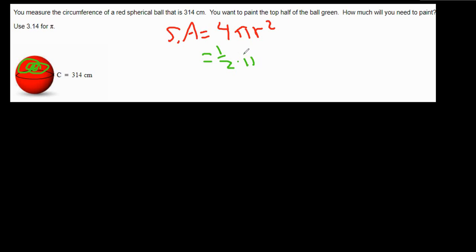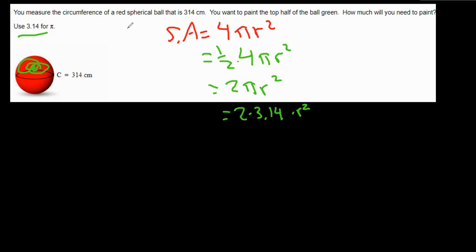And for some reason I missed the 4 in there, so let's go back and put that in there. And just to simplify this, 1/2 times 4 is 2. So our equation that we're going to use is 2 pi r squared. Well, pi is 3.14. That's what we're going to use because it tells us to. And we don't know what the radius is, though, so we're going to have to do a little bit of side work here to figure out what the radius is going to be.